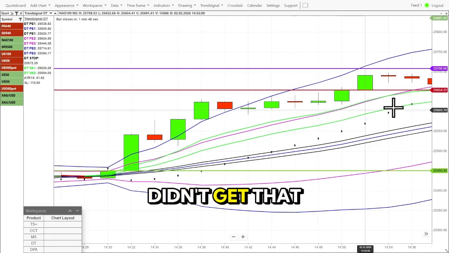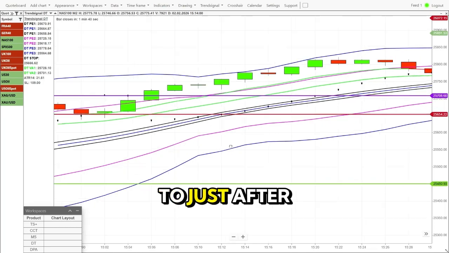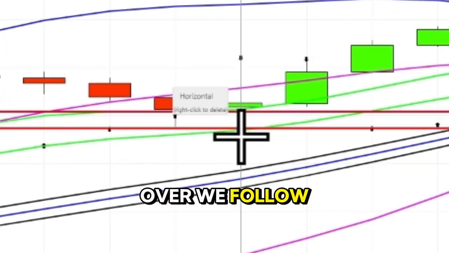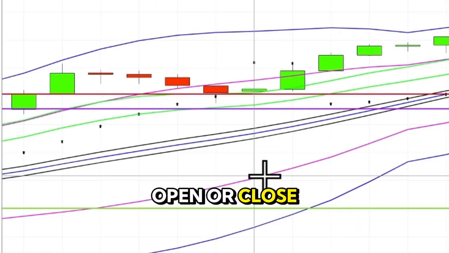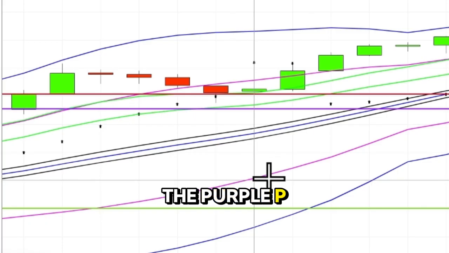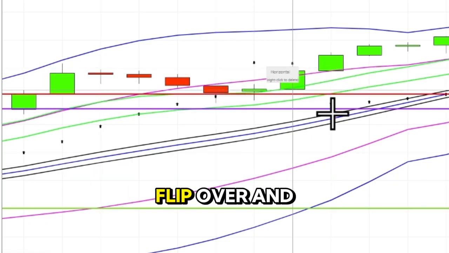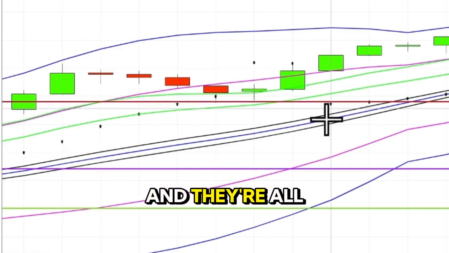Regardless, though, even if you didn't get that earlier entry, we do get another opportunity to take more out of the markets as we get across to just after 3 o'clock. What happens first? We flip over, we follow the same rules, we successfully avoid the short trade. Open or close of the candle needs to be below the purple PE2 line. It clearly doesn't happen. So we just sit on our hands for 6 minutes, flip over, and we get another stab at the market.